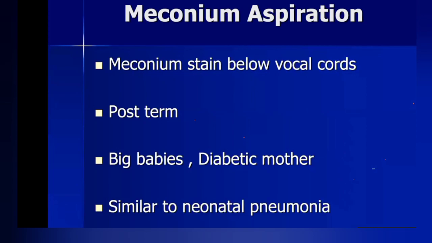Another entity that affects post-term babies is meconium aspiration, where the meconium usually stains below the vocal cords, and usually it affects big babies with diabetic mothers. The appearance is hard to differentiate from neonatal pneumonia on chest radiographs. However, the history is different. Like the post-term, there is a history of passing meconium, with meconium staining at birth on the baby's face. So that makes the differentiation from neonatal pneumonia in the history.